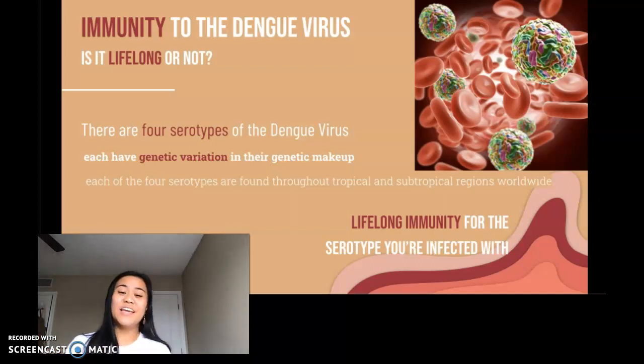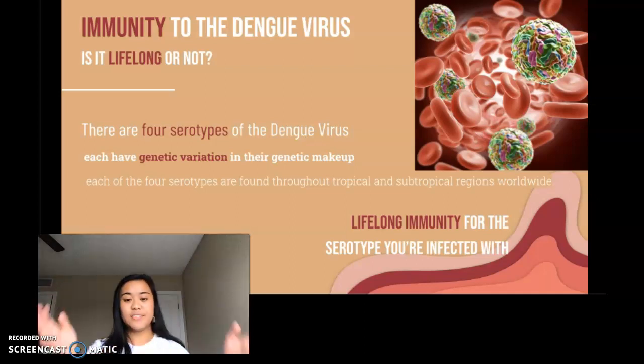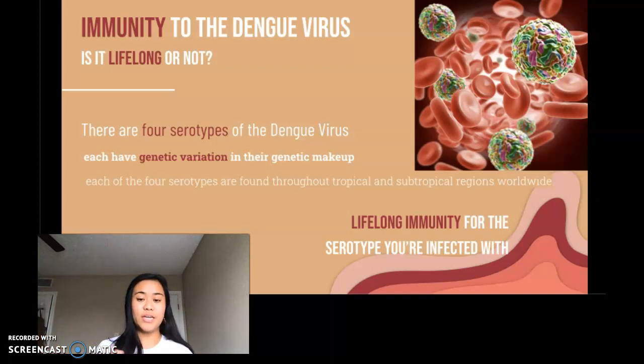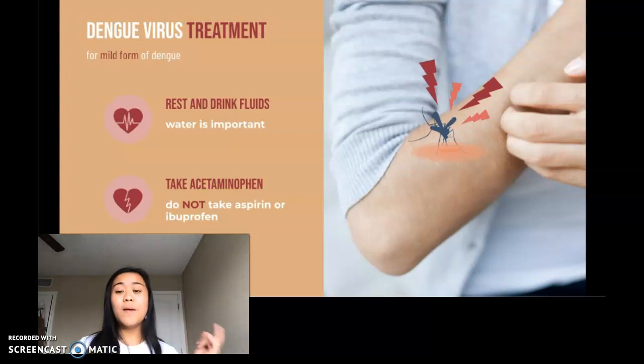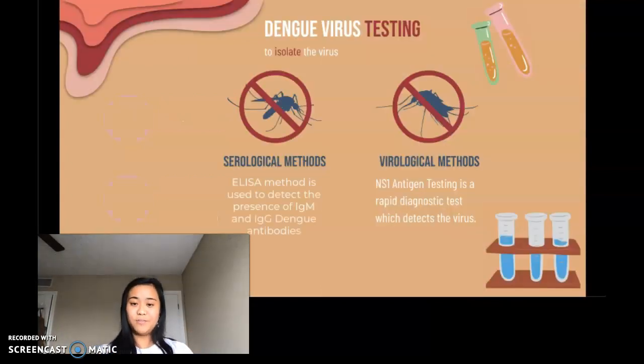And actually, in a lot of cases, we see that having immunity to one serotype does not blanket statement help you with other types of dengue virus. Instead, it actually puts you at a higher risk for contracting even worse signs and symptoms of that particular new serotype. So treating the mild form of dengue virus just requires taking a lot of rest and drinking a lot of fluids, as well as taking acetaminophen, but not aspirin or ibuprofen.